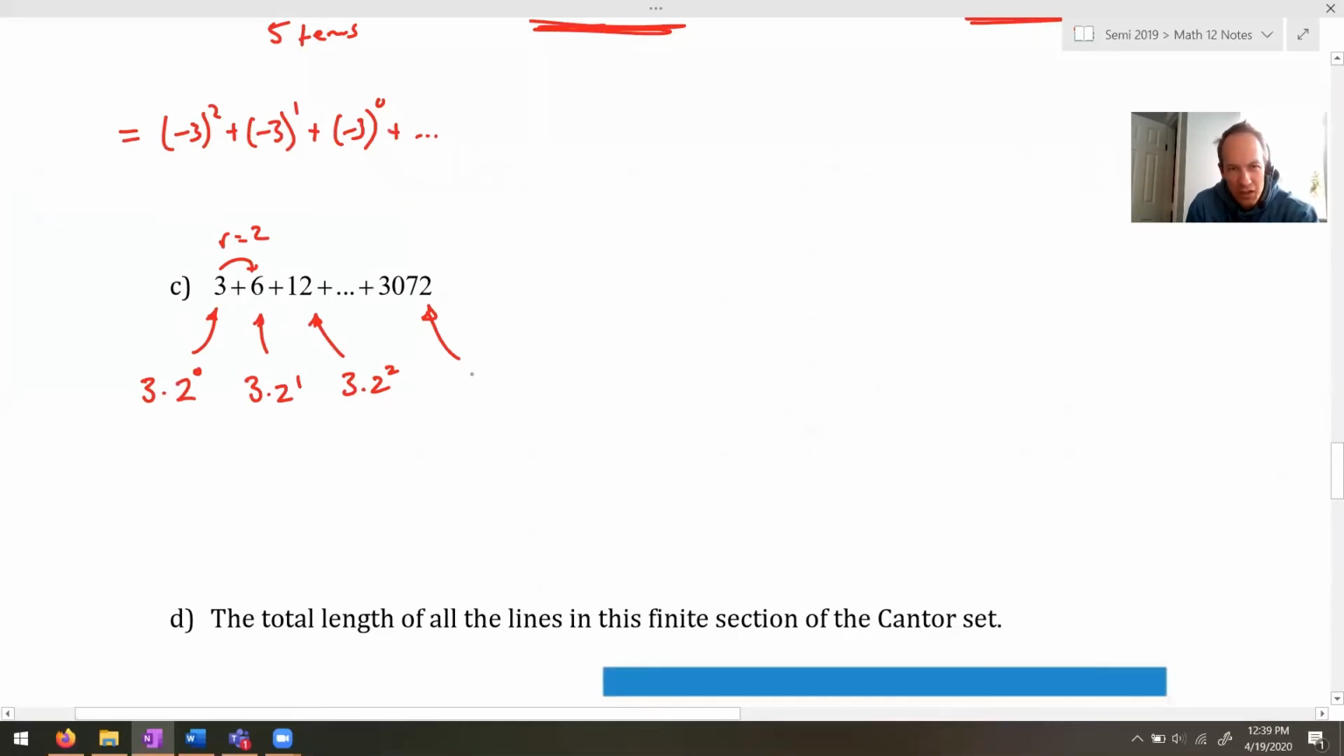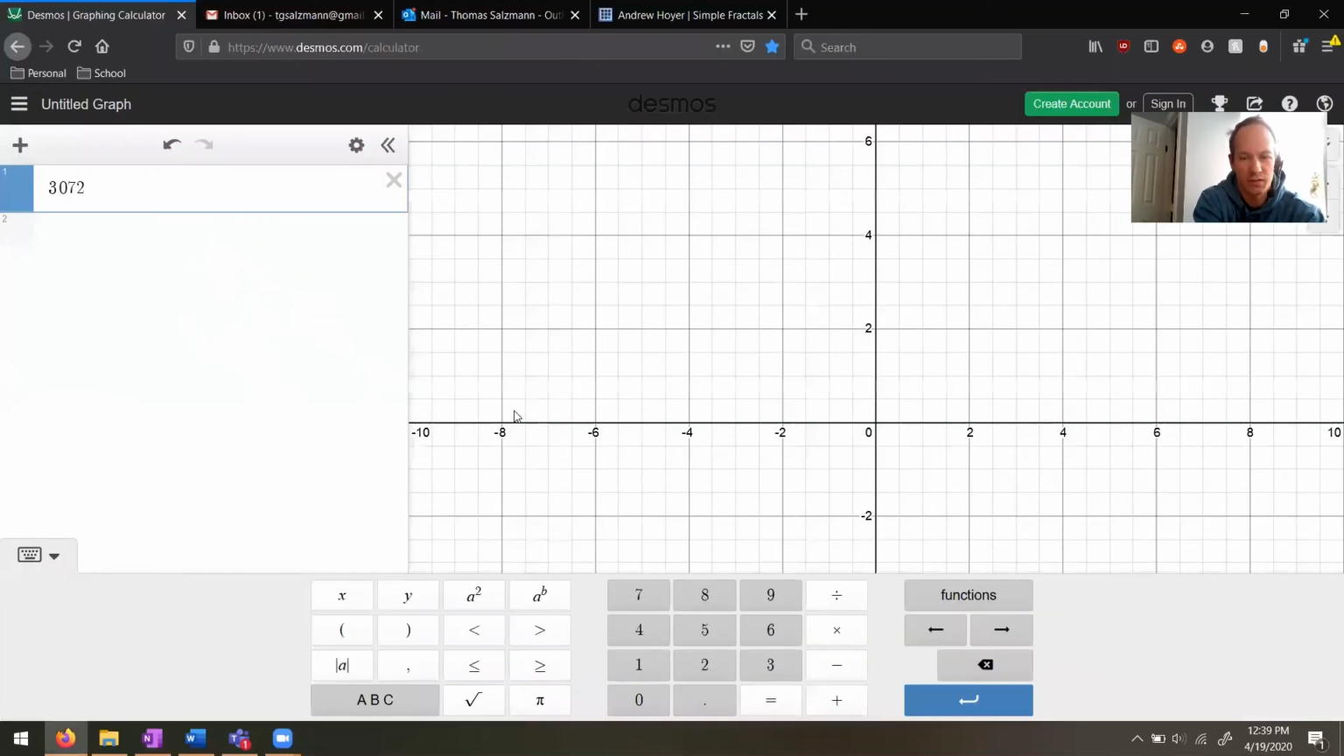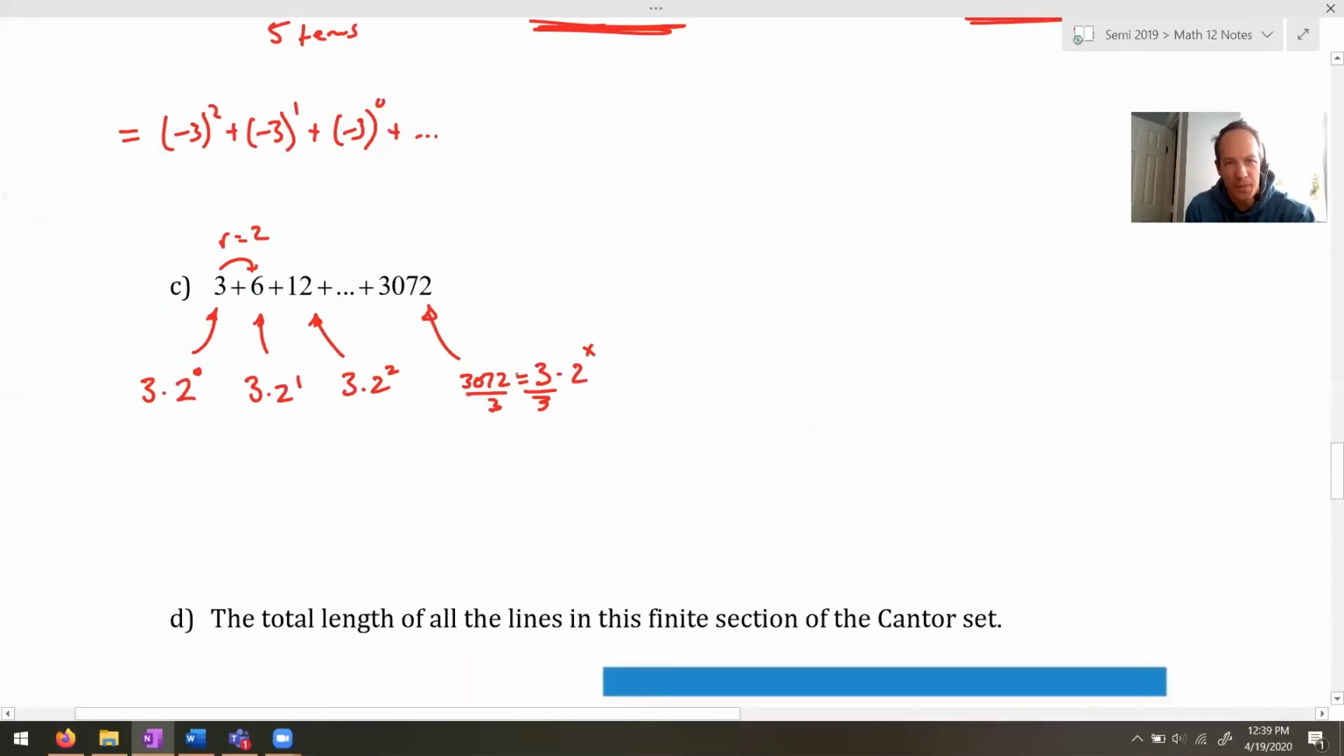So I'm going to say 3072 equals 3 times 2 to the power of x. So the first thing I'm going to do is divide both sides by 3. When I divide it by 3, I get 1024. So this is like saying 1024 is equal to 2 to the power of x. There's a systematic way of doing this using logarithms, but that's actually in the next chapter. Right now, you're probably fine just guessing and checking.